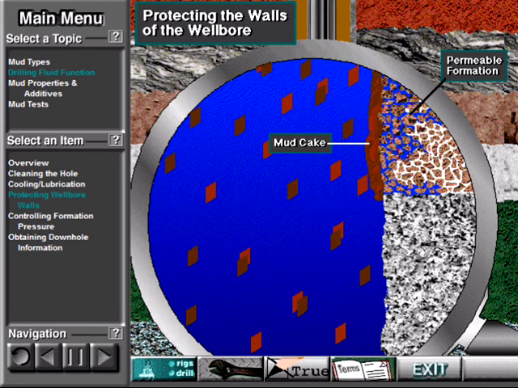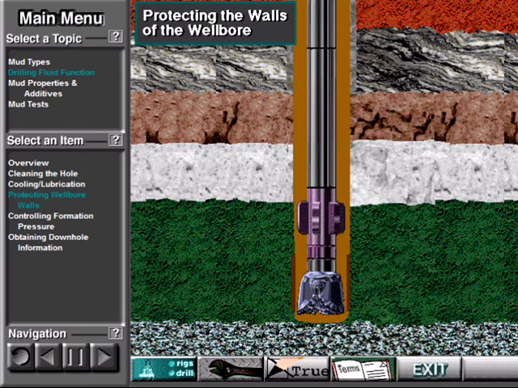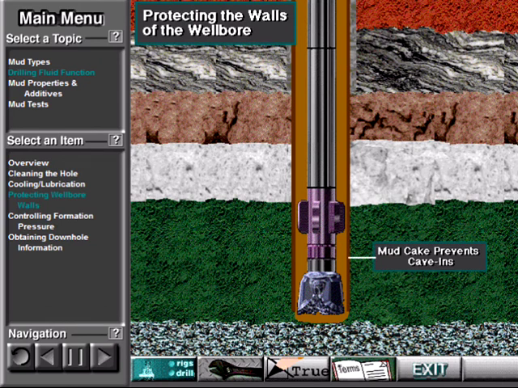This leaves behind a thin sheath of solid particles, known as mud cake. These solids plaster the side of the hole, much like the plaster on the wall of a building. The wall cake helps keep the hole from caving in.